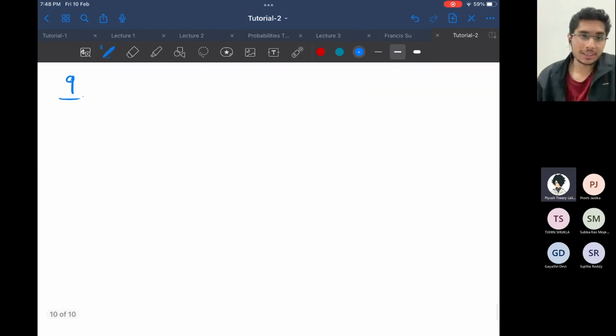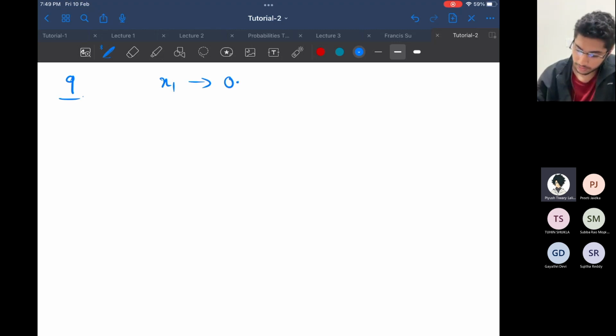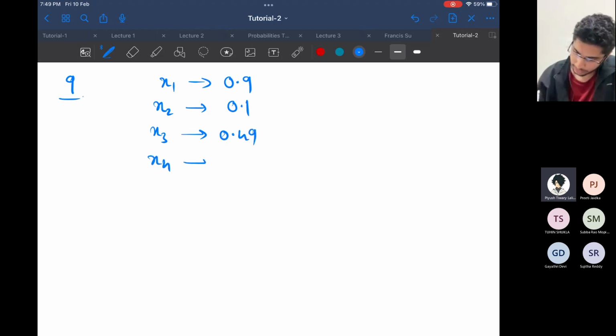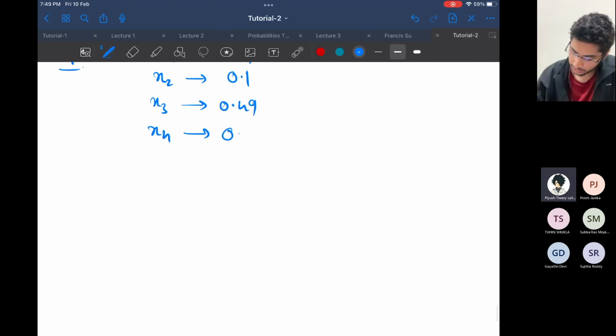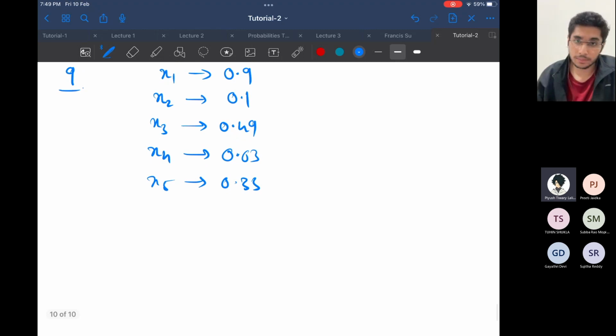Nonetheless, the ninth question asks: the output of a sigmoid neuron has the following values for the inputs. For x1, the output is 0.9. For x2, the output is 0.1. For x3, the output is 0.49. For x4, the output is 0.63. For x5, the output is 0.33. What will be the label predicted by the sigmoid neuron for each of these inputs?